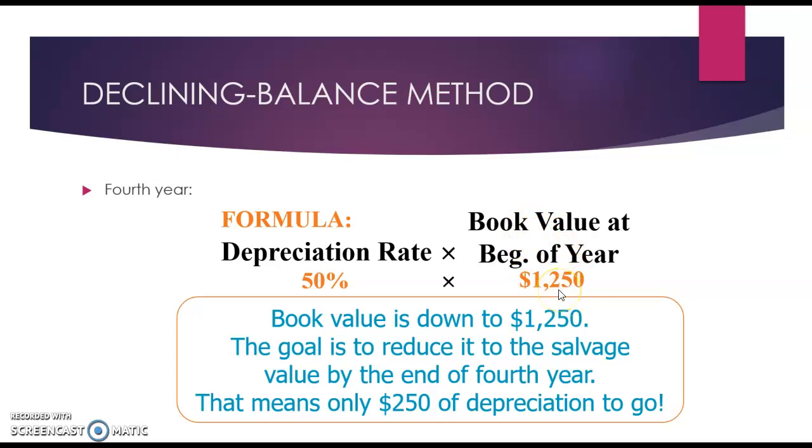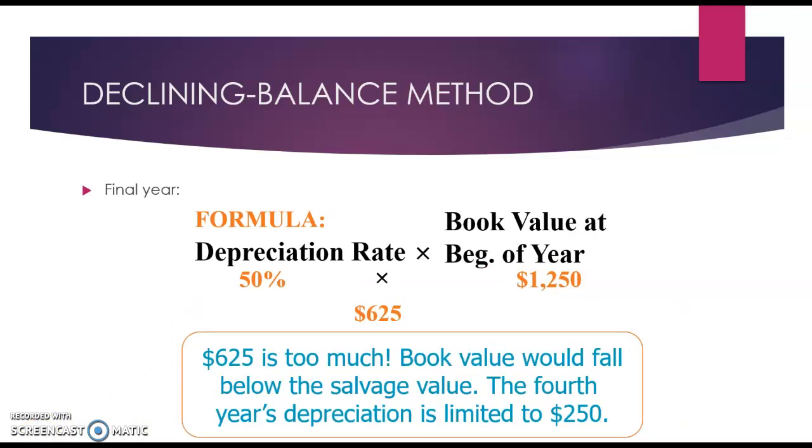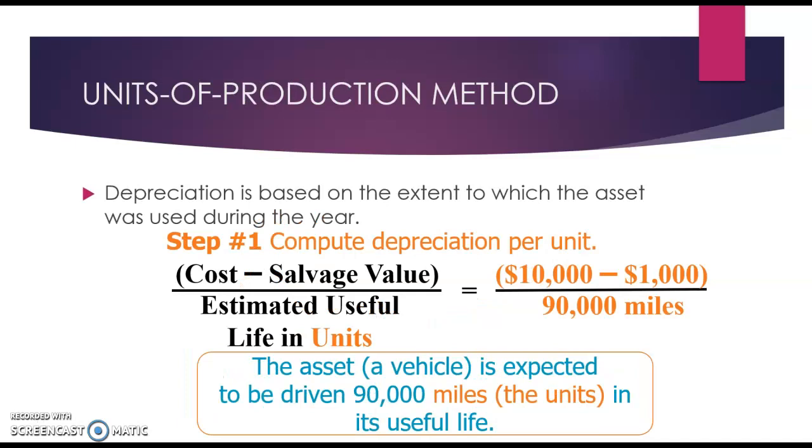So if I subtracted $625 from this, I would end up going below the 1,000 book value. So I can't take the whole 50% in year four. Now that I'm at the end, I just have to say how much is left, and that's how much I'm going to take. So we have $250 left to get us down to the book value of 1,000. Okay? 625 is too much. We can't do that. We have to only take $250.